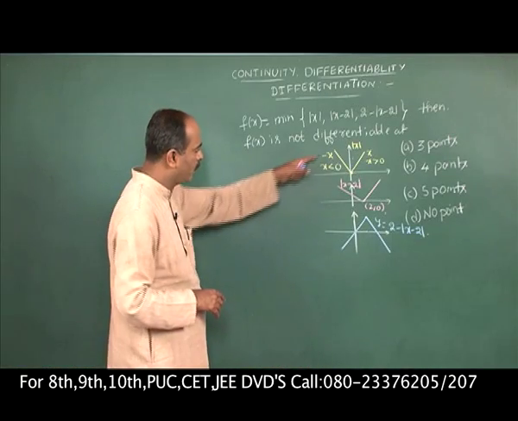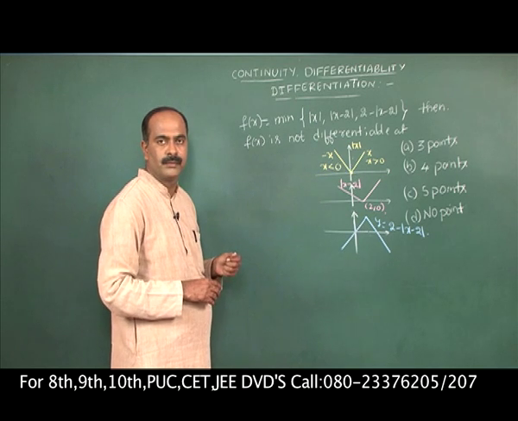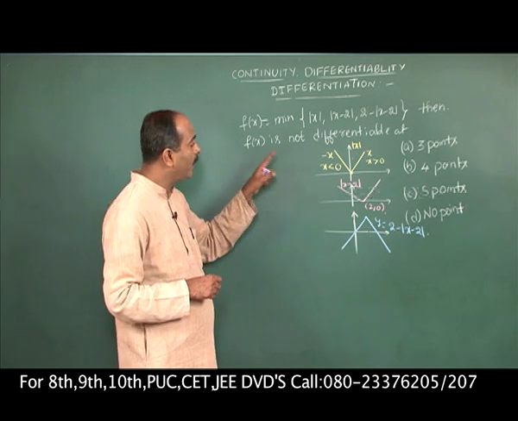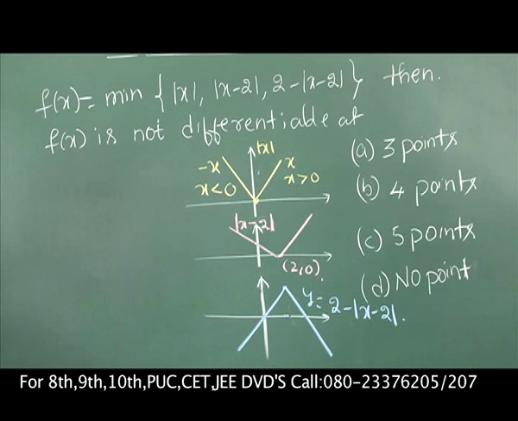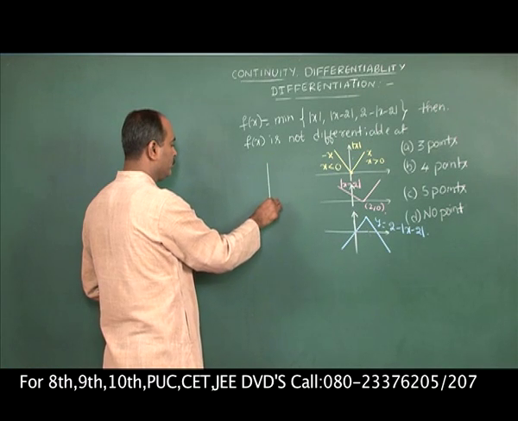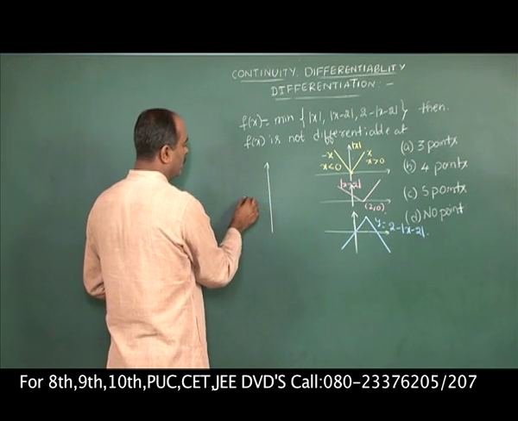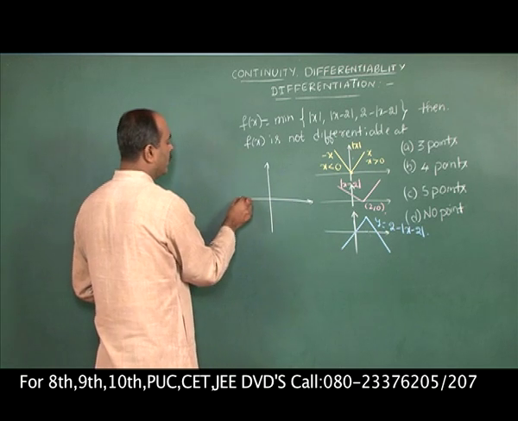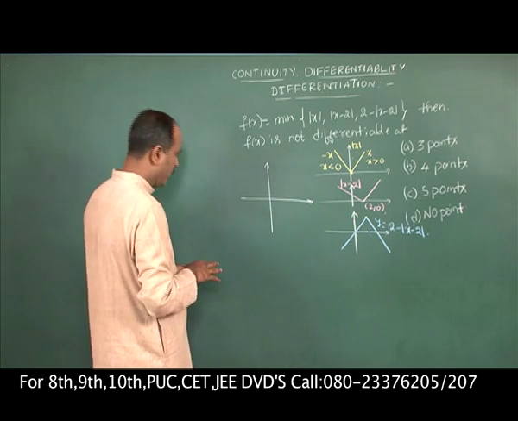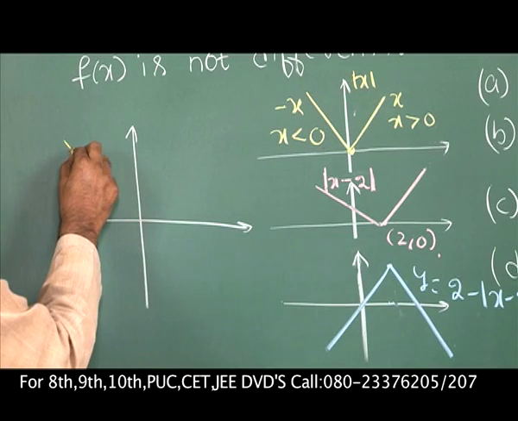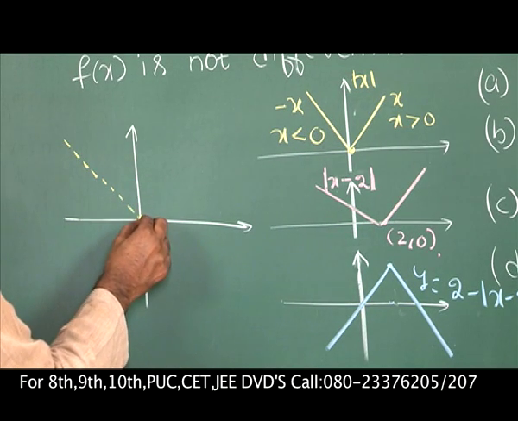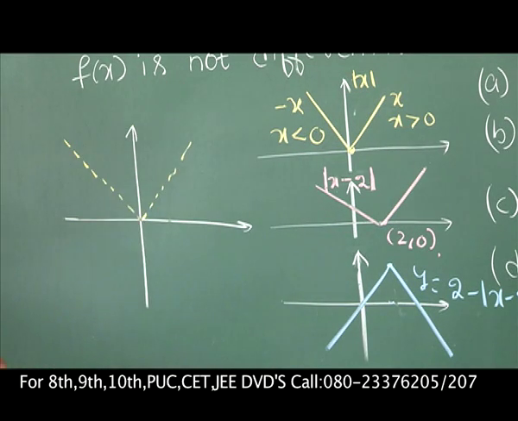So we are able to represent the three graphs. Now we have to write the minimum of the three. Minimum of the three is what we have to draw now. So look at this. First, let me draw all the three graphs together. First one is y = |x|. This is the graph of y = |x|.